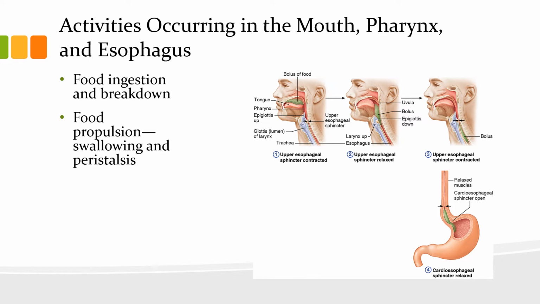So deglutition, or swallowing, is a complex process that involves the coordinated activity of several structures. So coordinated activity of your tongue, your soft palate, your pharynx, and your esophagus. It has two major phases, the buccal and pharyngeal esophageal. The first phase, the voluntary buccal phase, occurs in the mouth.